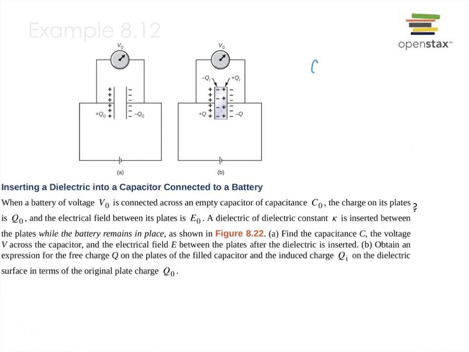So some things we know is C is going to increase by a factor of kappa. V does not change because it remains connected to the battery. And the reason the capacitance increases is because the charge increases by a factor of kappa. Because the potential difference does not change, this means that the electric field does not change either. So those are all things that we know. So we basically kind of answered the question. The new capacitance is kappa times C naught. The voltage is just the original voltage. And the electric field is the original electric field.